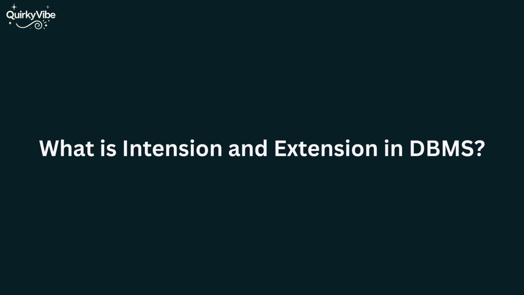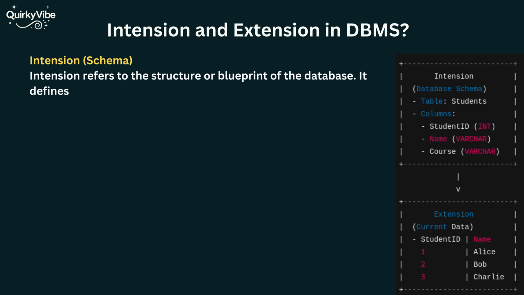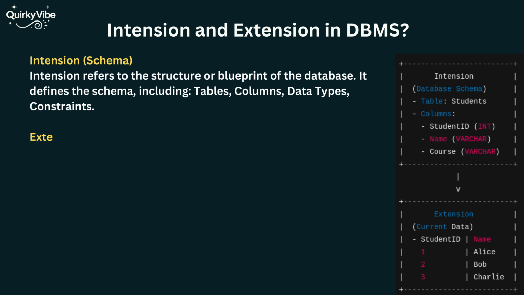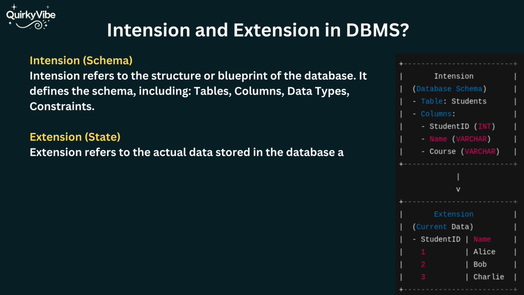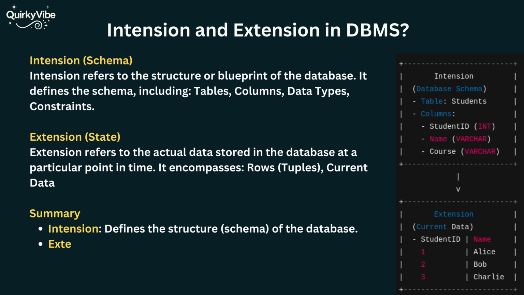What is intention and extension in DBMS? Intention, schema. Intention refers to the structure or blueprint of the database. It defines the schema, including tables, columns, data types, constraints. Extension, state. Extension refers to the actual data stored in the database at a particular point in time. It encompasses rows, tuples, current data. Summary. Intention defines the structure, schema of the database. Extension represents the current data, state within that structure.